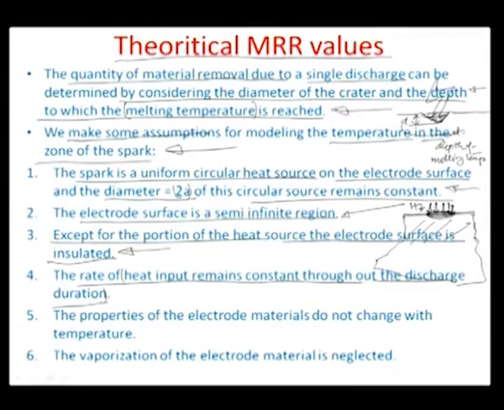We also assume that the properties of the electrode materials are not temperature dependent, so they do not change with temperature, and also that the vaporization of the electrode material is neglected. We assume the electrode is not really affected by the spark of electrons which are sent. So, these are the 6 assumptions that you make in order to estimate this model.